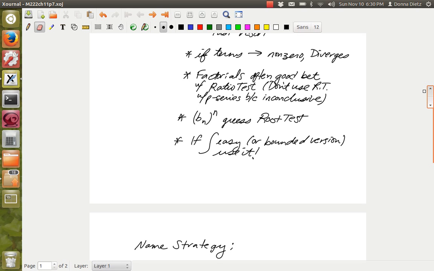And if your terms all have a power of n in them, then again you're just thinking in terms of geometric series, and you use the root test, and that'll get you out of that mess. If the integral is easy, or a bounded version is easy, then you can use the integral test. For example, with something obnoxious like this one with plus x plus 7, you could bound that up or down and integrate that pretty easily. Even though you can't really tell where that integral is going, you can definitely use the integral test on something like that to demonstrate convergence.